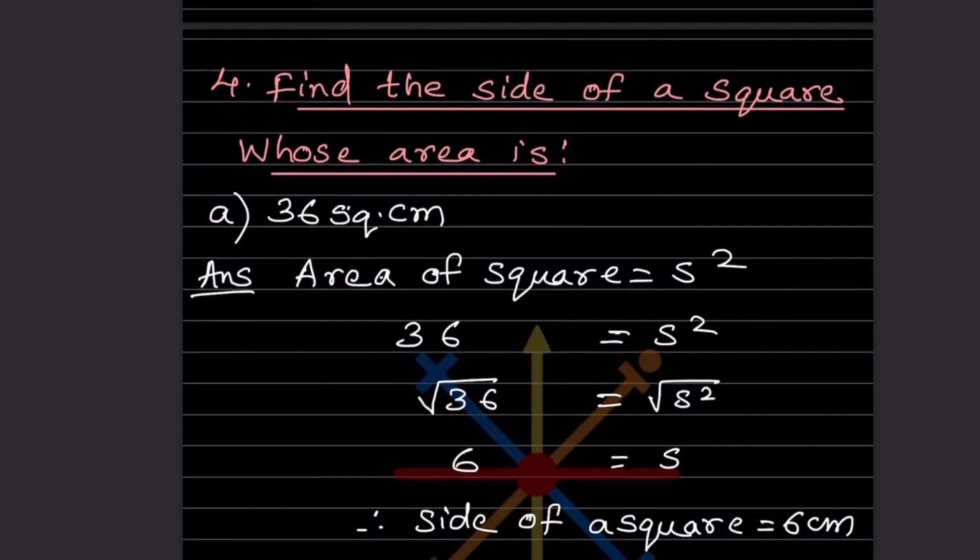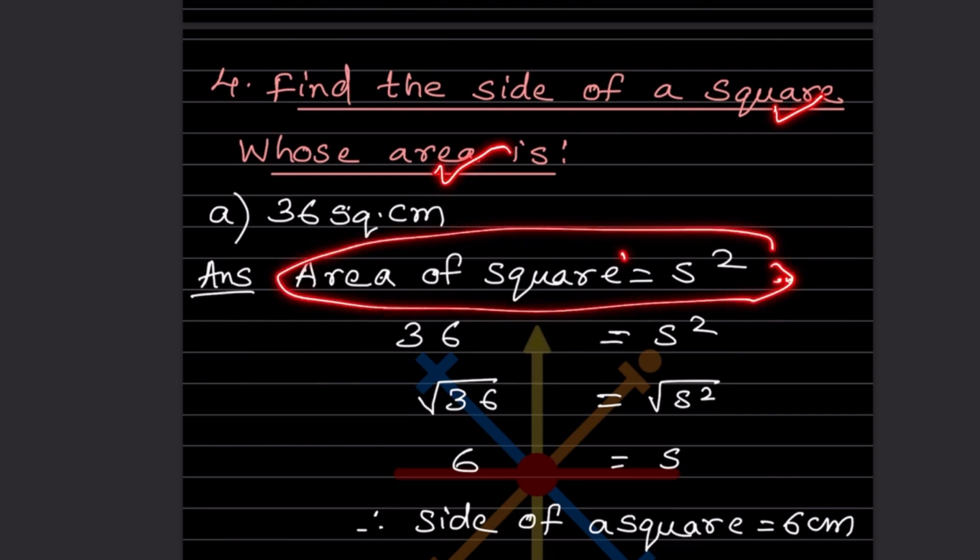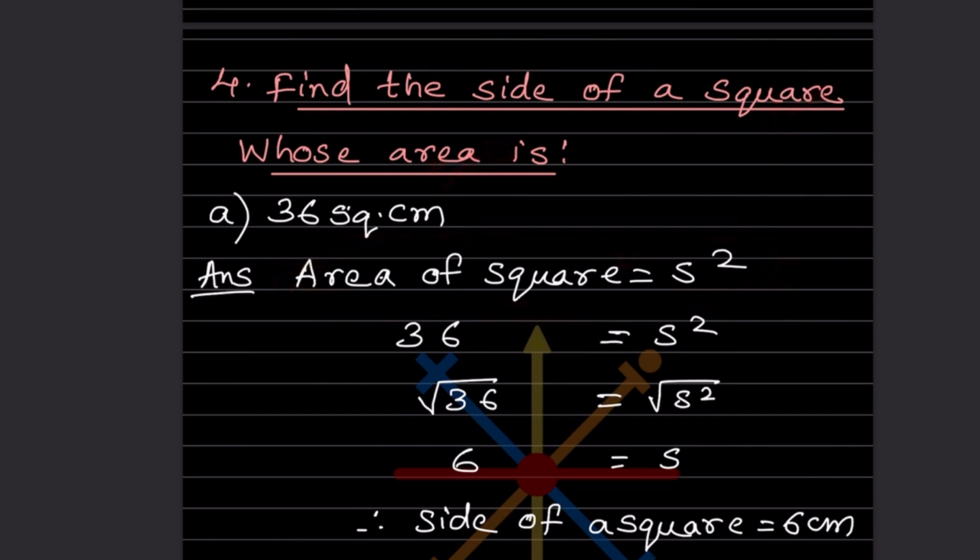Now find the side of a square whose area is given. You don't have to worry that it's a separate formula, because now you know it is a square and you know the word area is used. So what are you going to start with? The area of a square. The area of a square is S square. So in place of this you will write 36, and this is S square. So what are you going to do here? You have to remove this square. If you know, directly you can just write S is equal to 6. But here, what can you write? Squaring both sides.